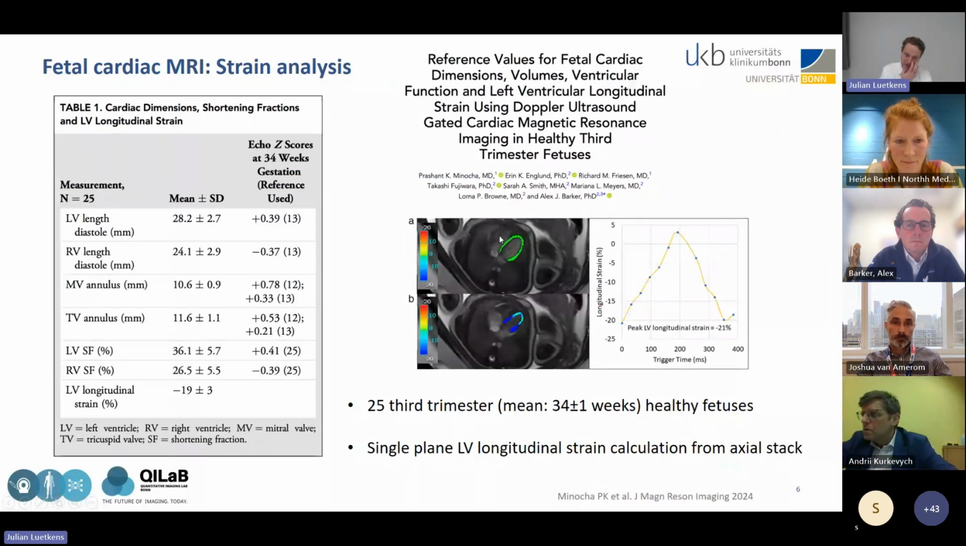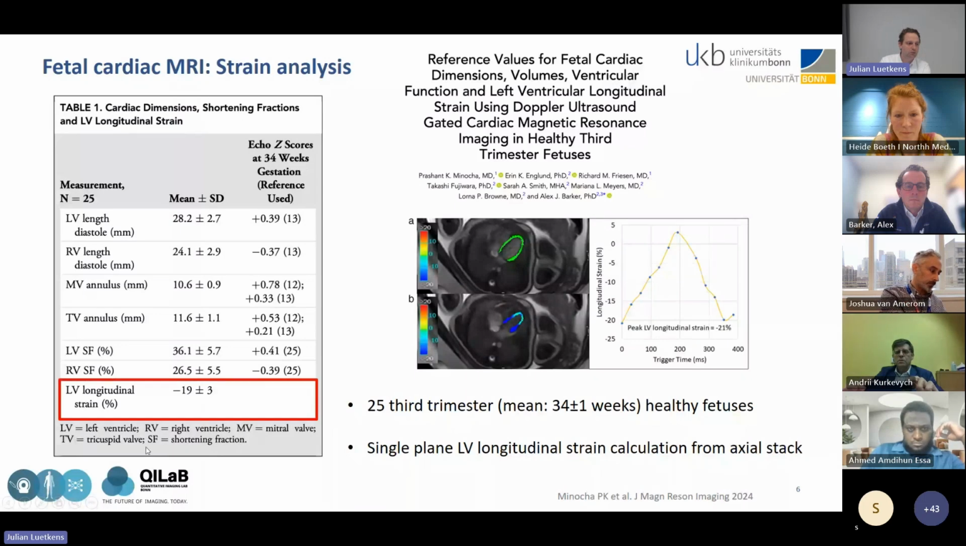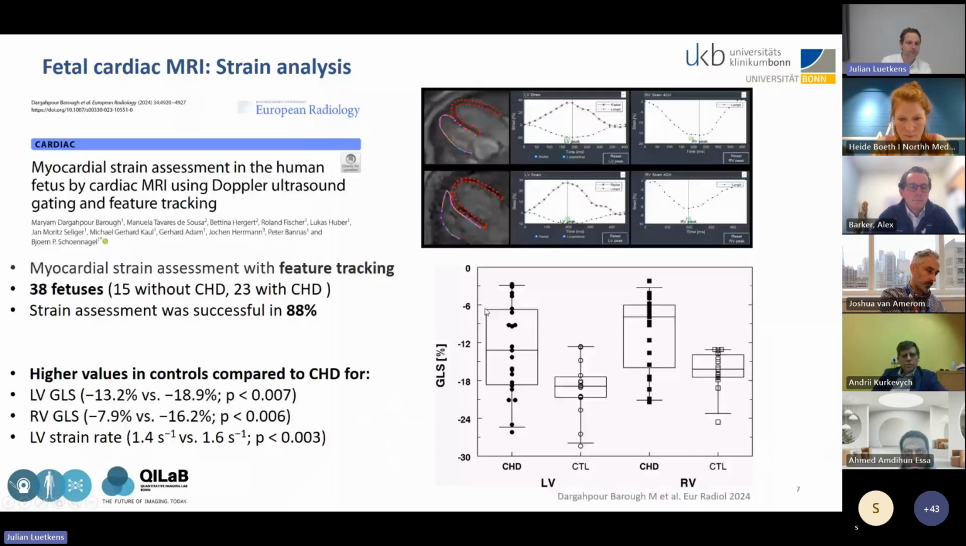This is the first paper. It's from the group of Alex Barker, where they looked at healthy fetuses and did a strain analysis in the four-chamber view with the Circle tool. What they found in these normal fetuses was that the longitudinal strain was minus 19%. Strain was derived from a single plane from the axial stack.